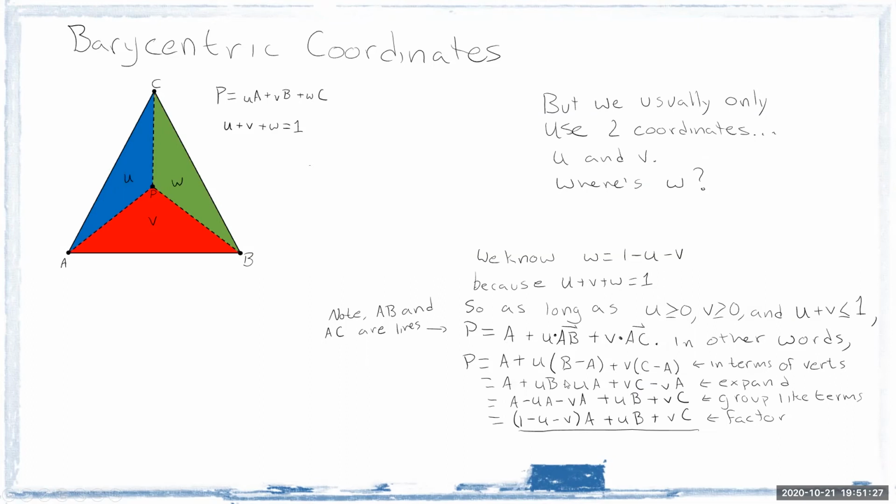And if we just expand that out and group like terms, then we get (1 minus u minus v) times a plus u times b plus v times c is equal to the point P. And so that's how we use just u and v to describe the barycentric coordinates of this point P. And that's used in describing a location on a triangle so that we know what part of, for instance, the texture, what pixel in that image will map to that point.